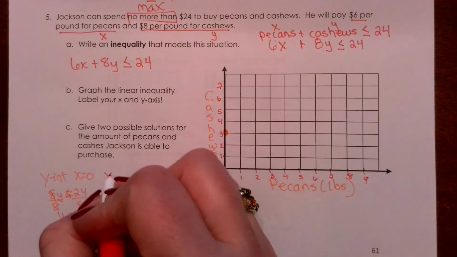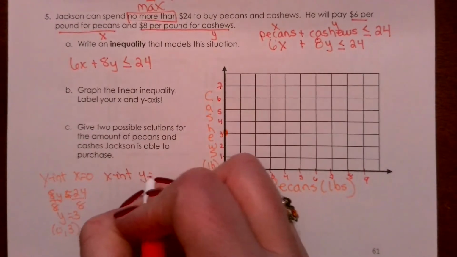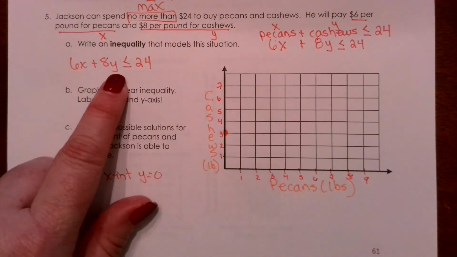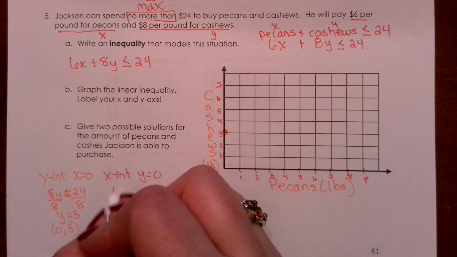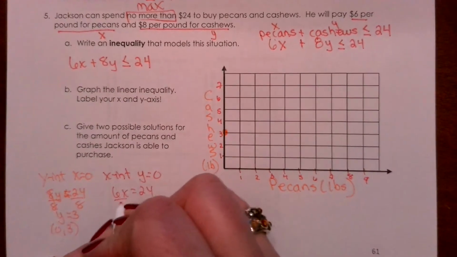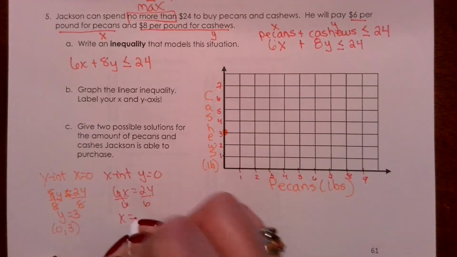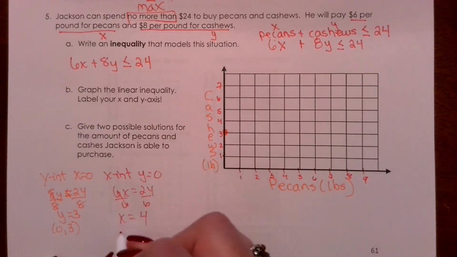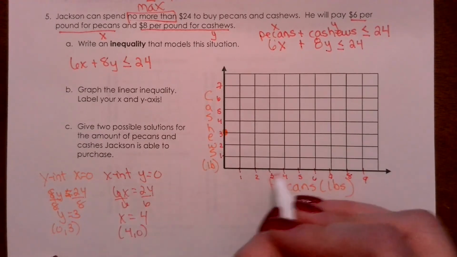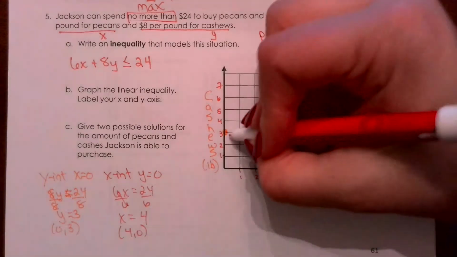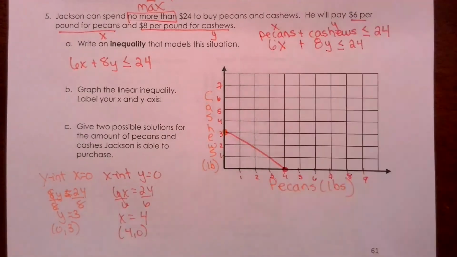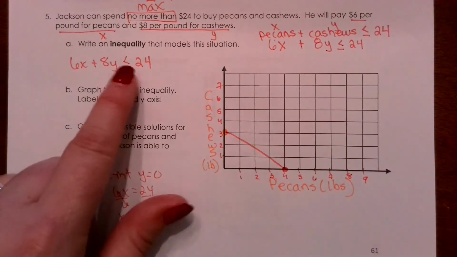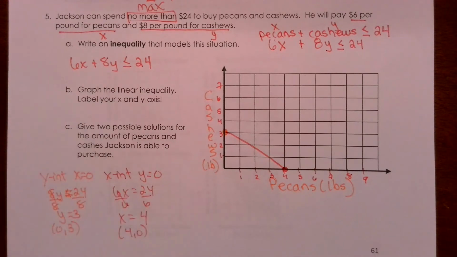For my x-intercept, or the value of x when y equals 0, if y equals 0, 8 times 0 is 0. And I end up with 6x equals 24, divide by 6, and x equals 4. So you have another point at 4, 0, right here. So I'm going to draw my line because it's less than or equal to, it's a solid line.